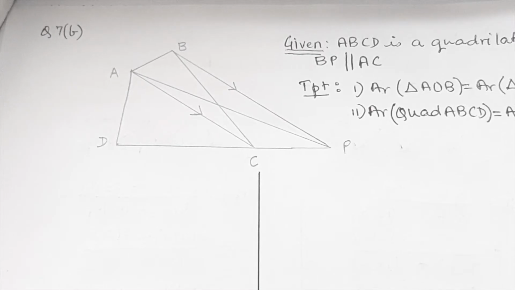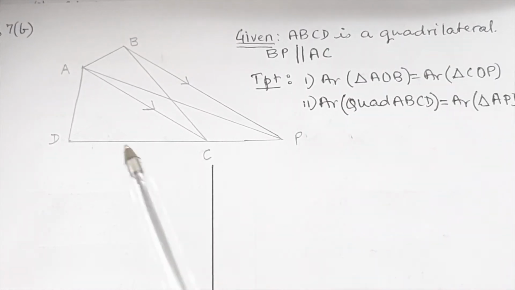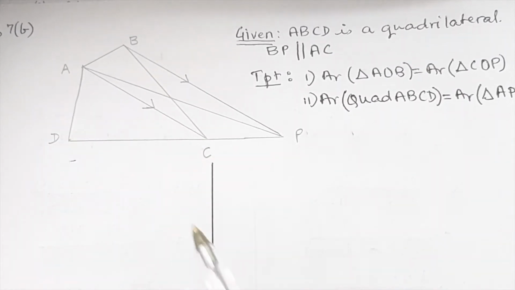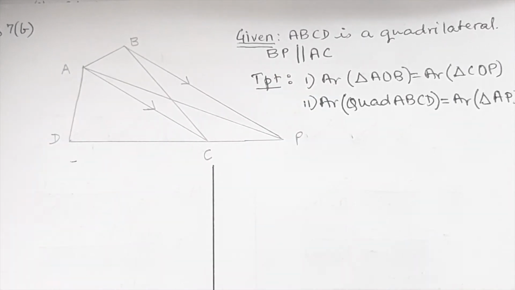In order to solve this, we will have to first draw the diagram on our answer sheet, and we have to also write what is given. So let us see how we write it. Given was ABCD is a quadrilateral, so we have ABCD is a quadrilateral and BP is parallel to AC. That's all we need to write.